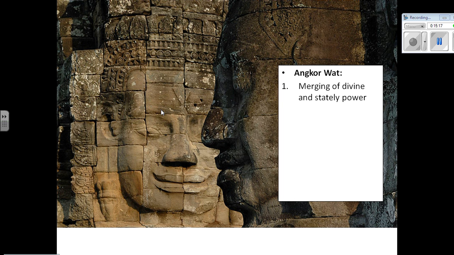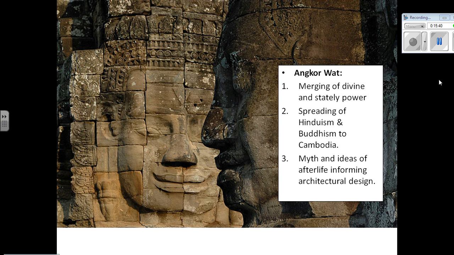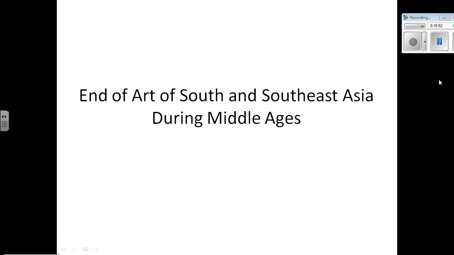So in closing, and I'm sorry, this should probably say Angkor rather than Angkor Wat, but we have the merging of the divine and the political power. We have the idea of Hinduism and Buddhism spreading to Cambodia through trade, just the same as it spread to Java through trade. And then we have ideas of mythology and hope for immortality informing architectural design. Okay, so that is going to be the end of our studies in South and Southeast Asia during the time we think of as the Middle Ages in Europe.